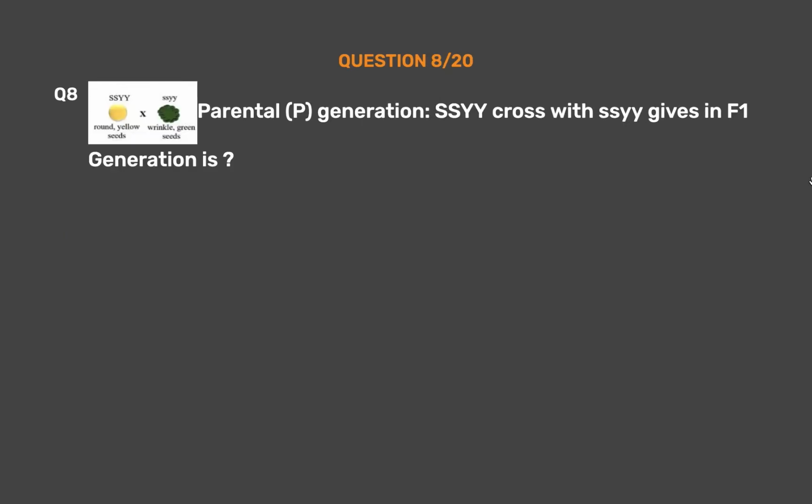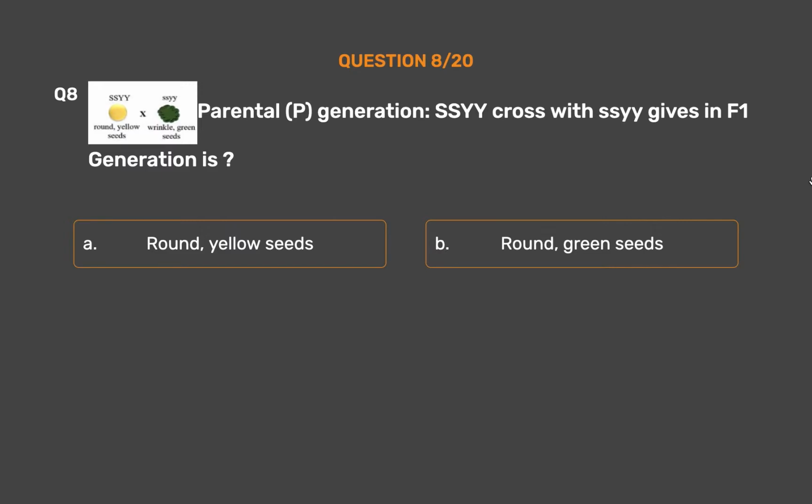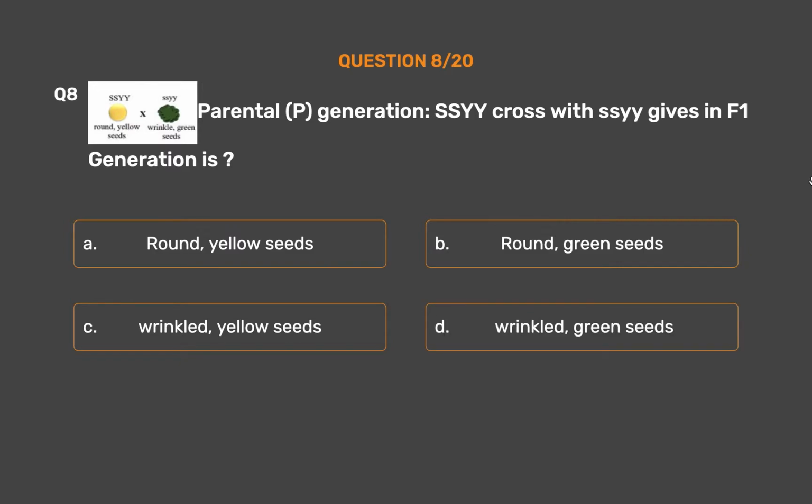Question number 8. Parental, P generation. RRYY cross with rryy gives an F1 generation of. Option A. Round, yellow seeds. Option B. Round, green seeds. Option C. Wrinkled, yellow seeds. Option D. Wrinkled, green seeds.